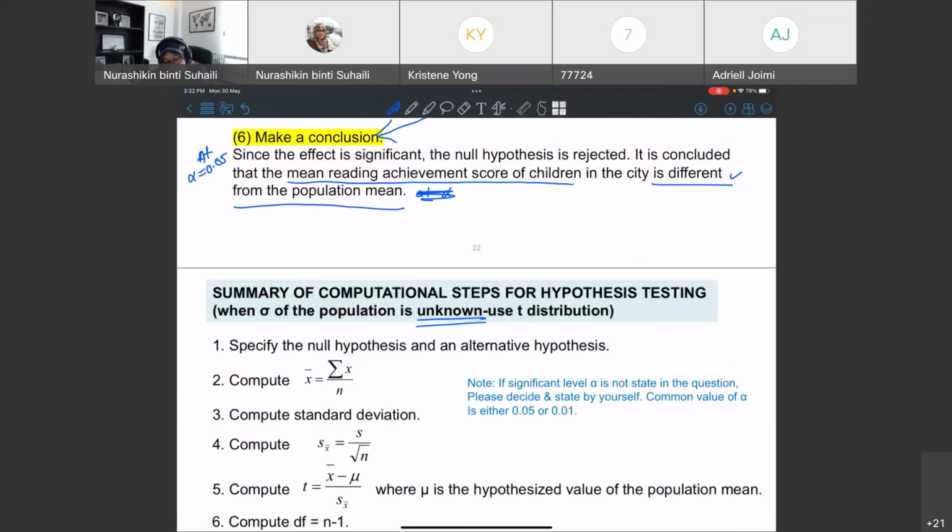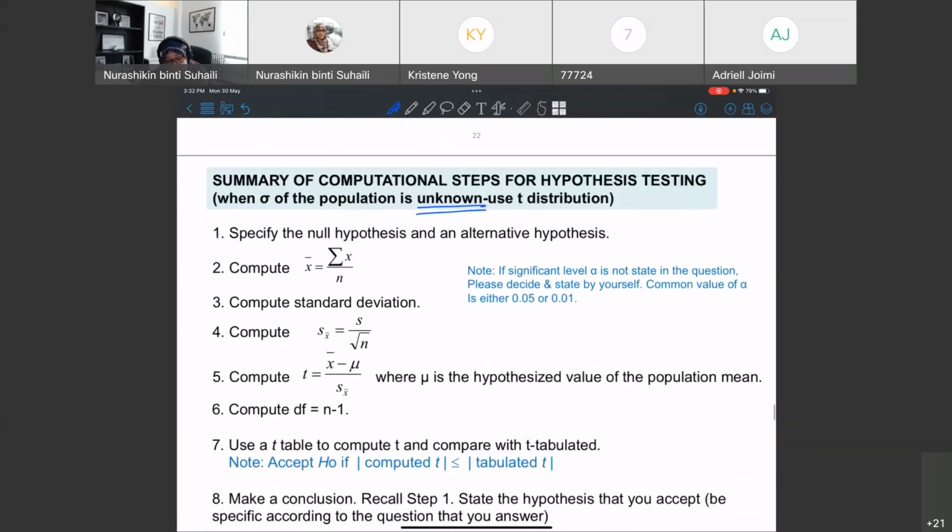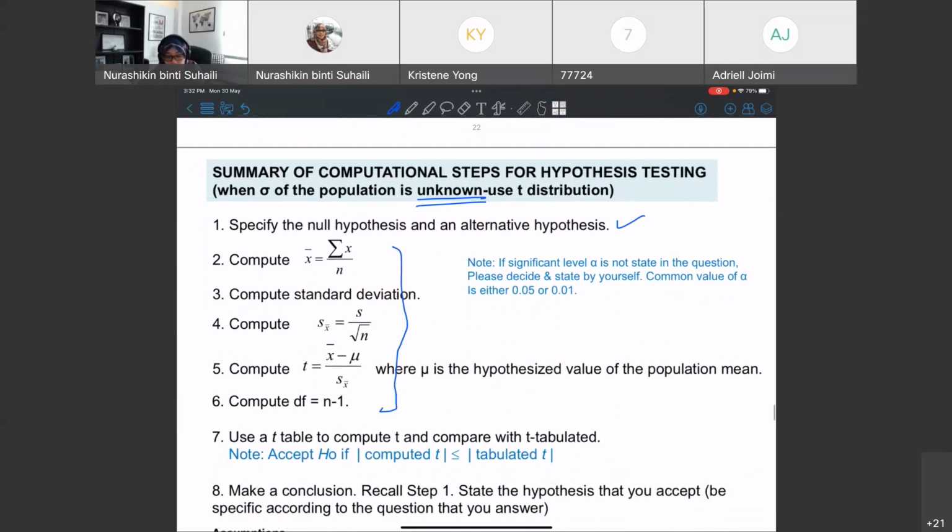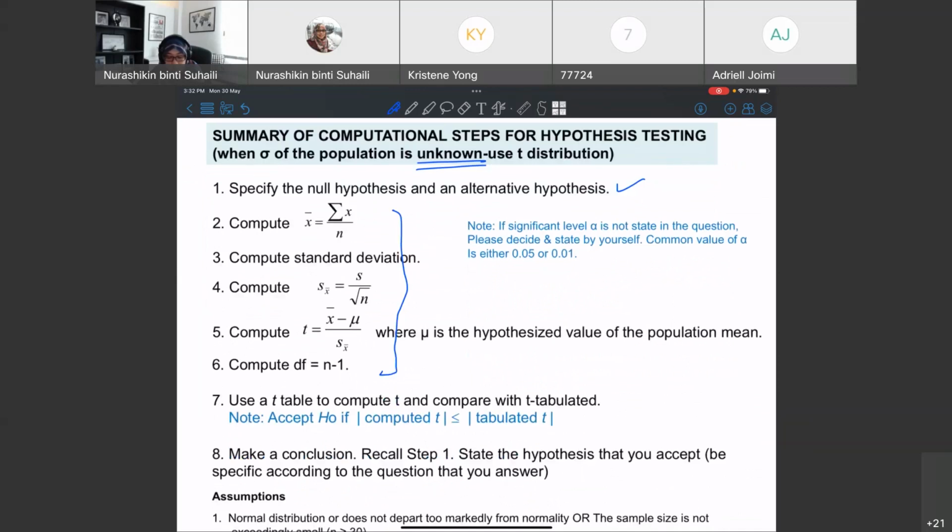Okay, so this is again the summary. Set the hypothesis, set the alpha, and then compute the things that you have to compute: the mean of the sample, the standard deviation of the sample, find the calculated t, find the tabulated t, and compare the two t values according to this rule. Okay, and finally make a conclusion. Yeah.